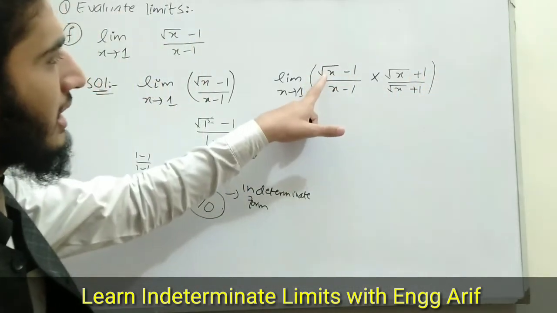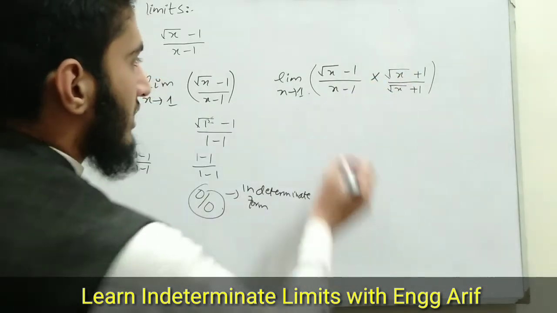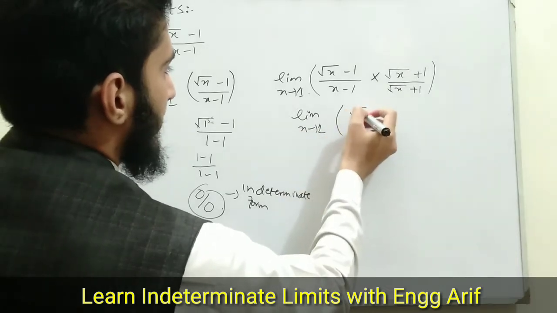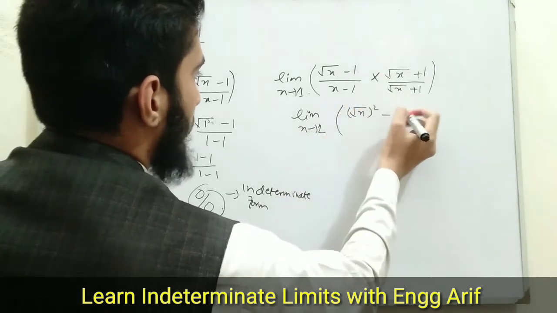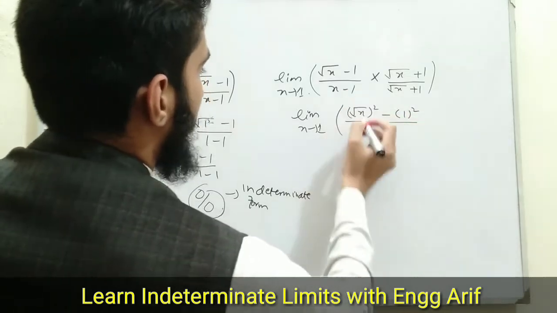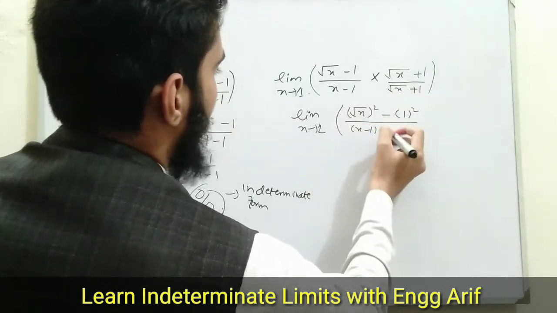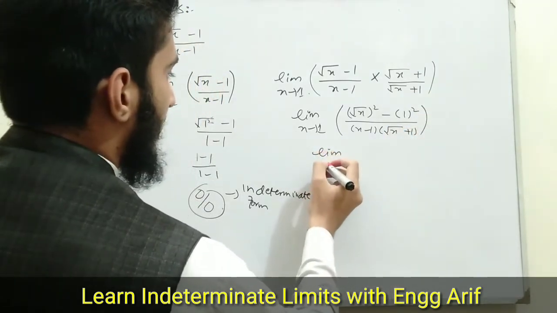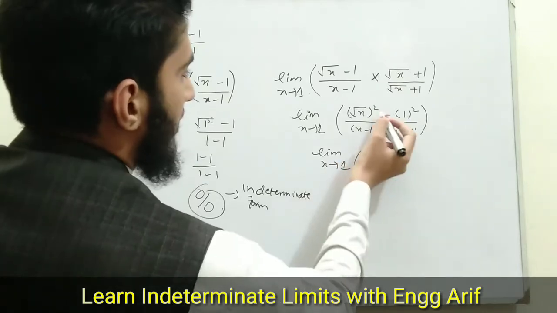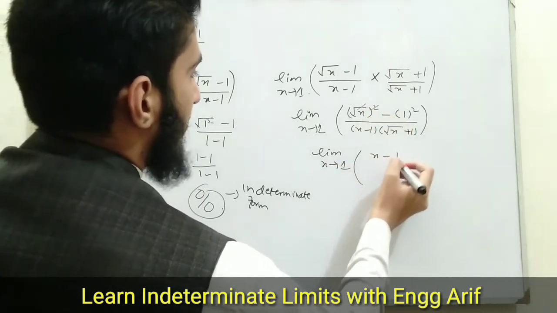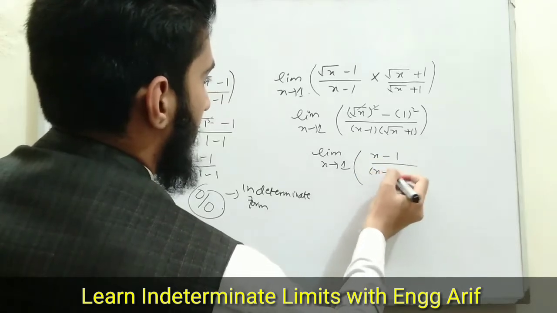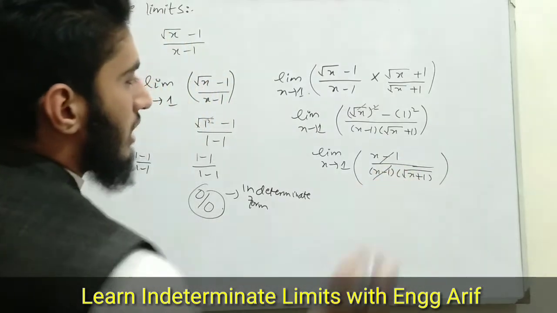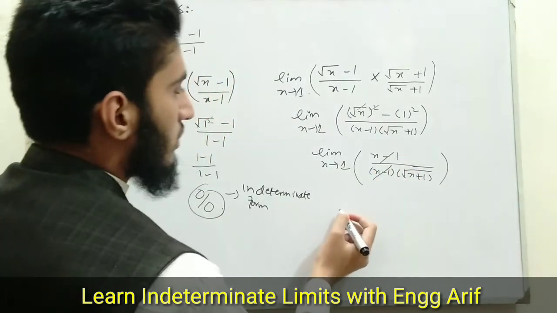Now here we have the formula: a minus b times a plus b is equal to a square minus b square. So limit x approaches 1 becomes a square minus b square, where b is 1, so b square, divided by x minus 1 multiplied by root x plus 1. Now if we simplify it, the square will cancel out with the root, so we are left with x minus 1 divided by x minus 1 multiplied by root x plus 1. Now this x minus 1 will cancel out with x minus 1, and we are left with 1 over root x plus 1.